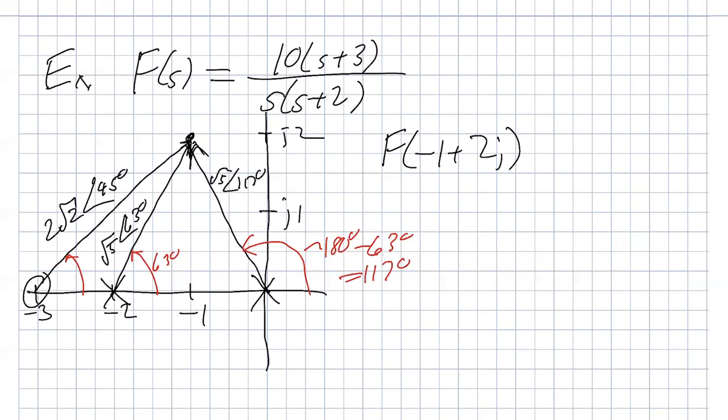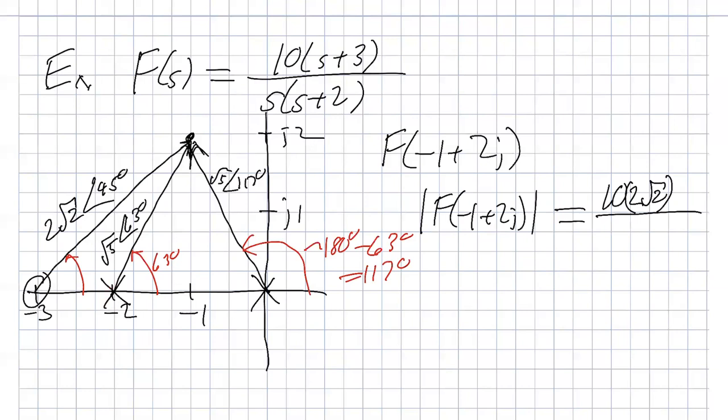So we can break this down in terms of magnitudes and angles. The magnitude of f of minus 1 plus 2j is equal to 10 times the magnitude of s plus 3, which is 2 square root of 2, in the numerator. In the denominator, we have the lengths from both of the poles: from the origin, square root of 5, and from minus 2, square root of 5. Multiplying that all together, we end up with 5.65.